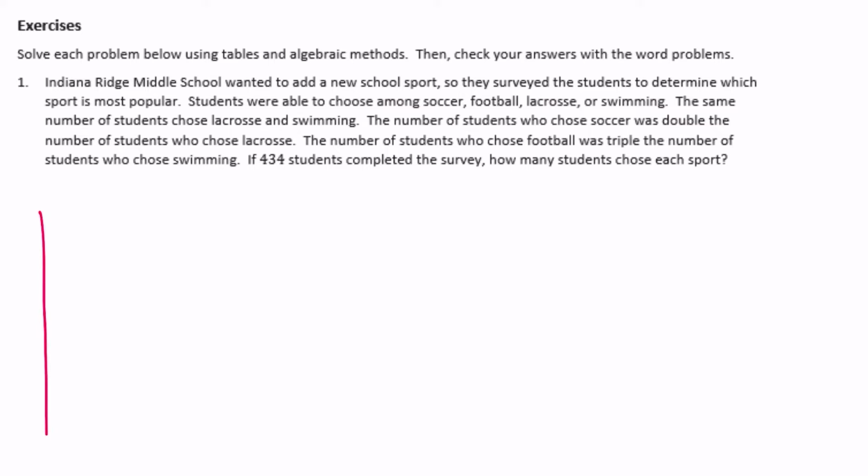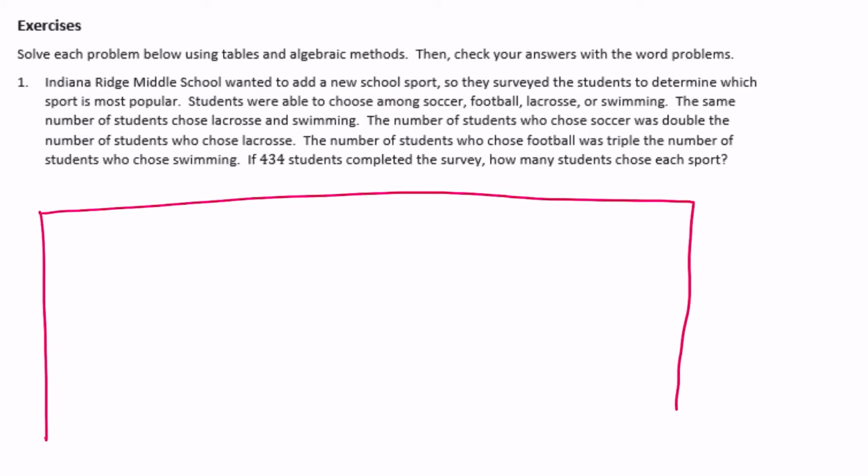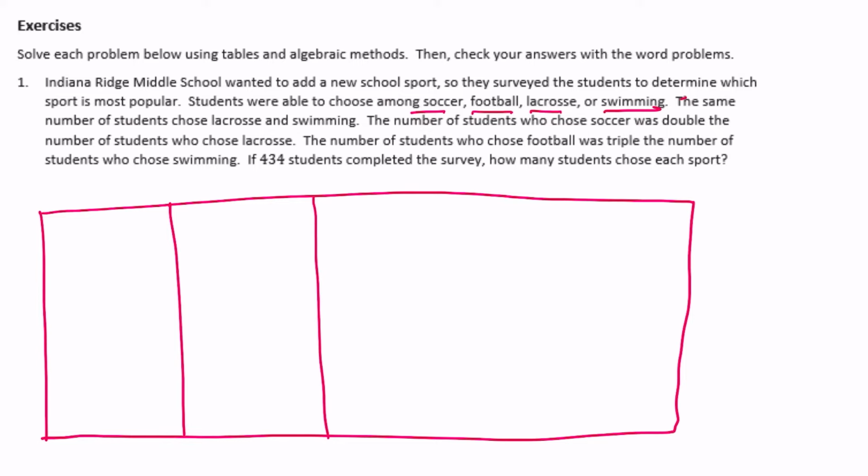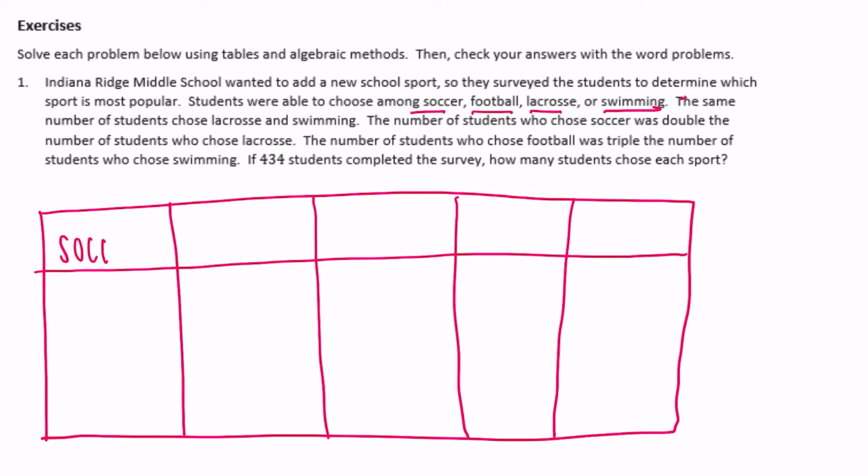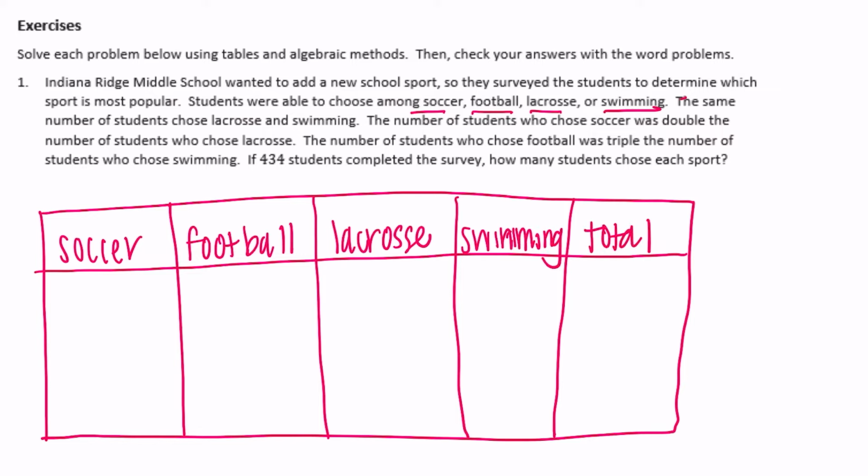So I'm going to start with a diagram or a table. And we have how many new sports? They were able to choose among soccer, football, lacrosse, or swimming. So I'm going to make a column for soccer, football, lacrosse, swimming, and then also one for total. I'm going to have 5. So we have soccer, football, lacrosse, swimming, and then total.